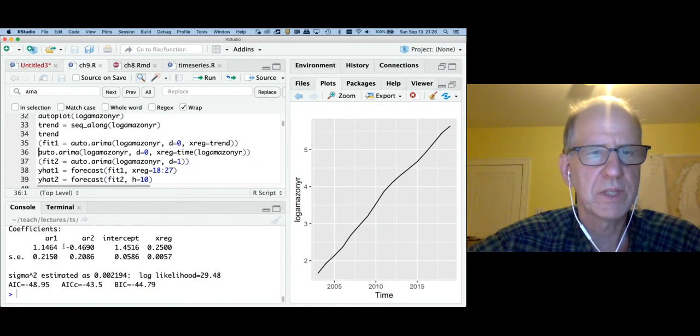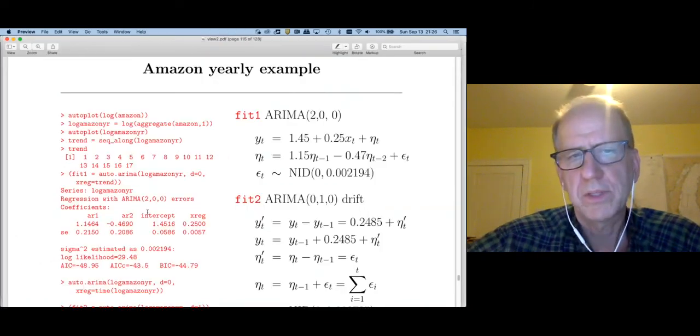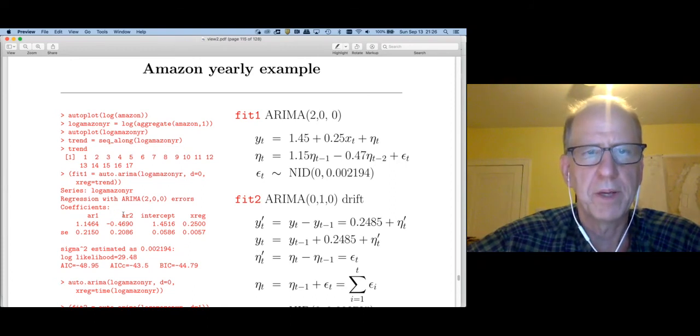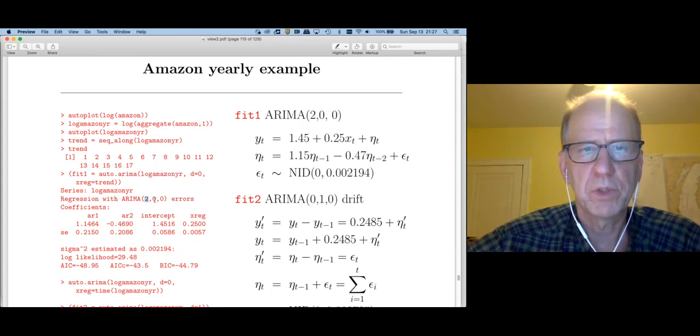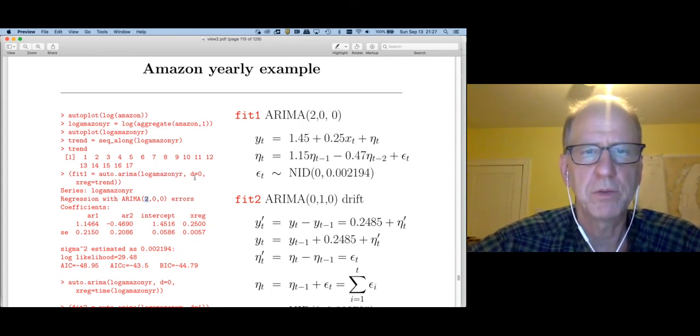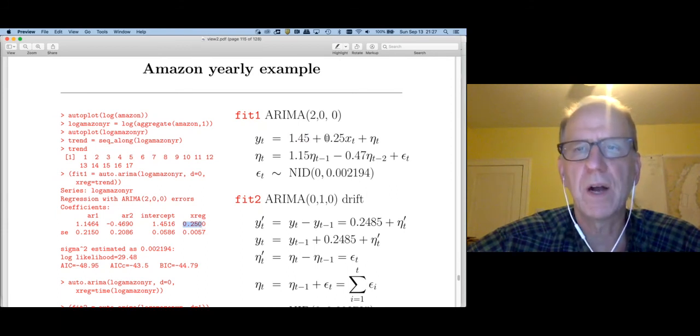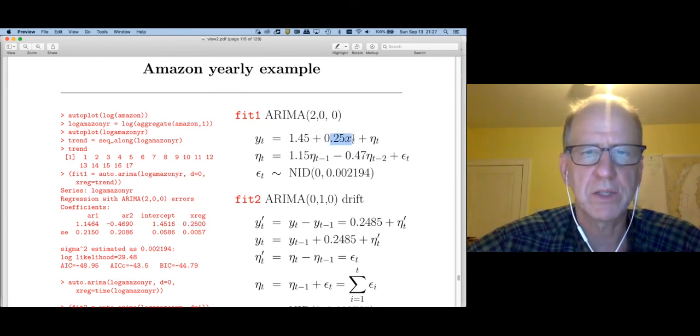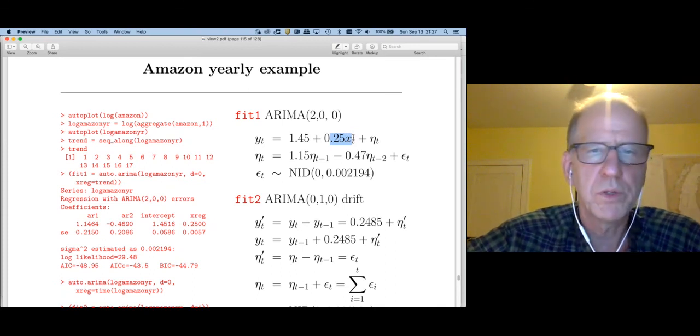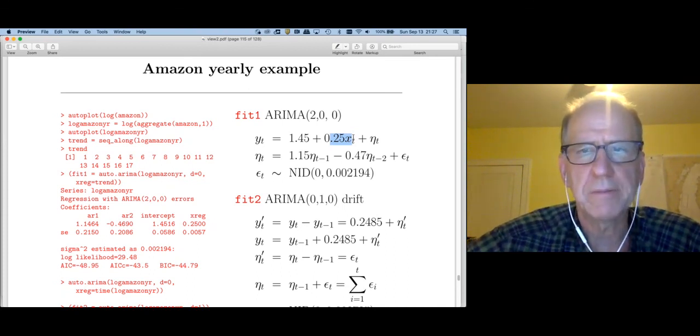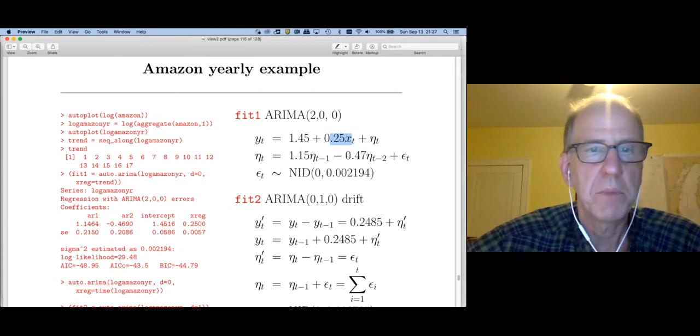R wants to give us a couple of autoregressive coefficients. Let's write out what model has just been estimated. There are 2 autoregressive terms, no differencing, which I told it not to do, and no moving averages. Here's our intercept, 1.45 plus 0.25 times our x, where x is 1 through 17. What this basically says is every year Amazon has 25% growth in its sales.